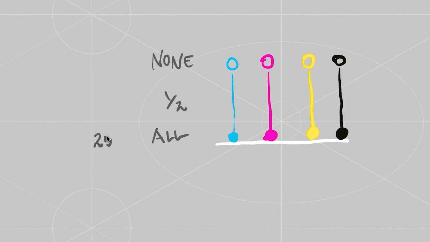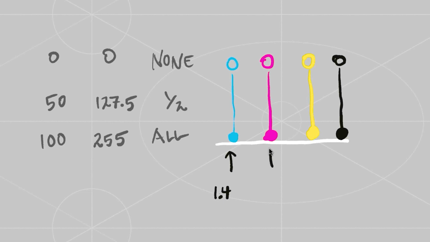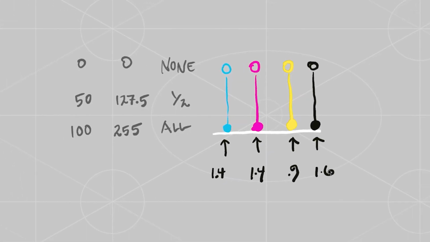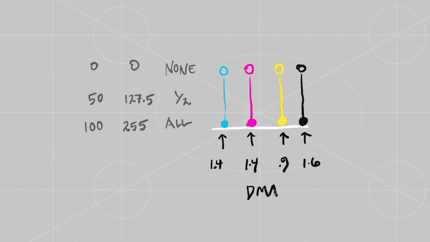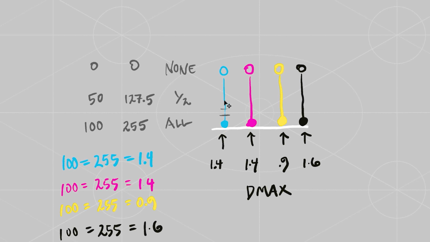Inside the printing press itself, the number scale is 0 to 255. So all of it is 255, half 127. They can also be normalized to 0, 100, and 50%. Then we look closely at the maximum amounts, and those are measured on a logarithmic scale of reflectance, and they are called Dmax. There you see a different set of numbers, like 1.4, 0.9, 1.6. Now we realize that 100% equals 255 equals 1.4 on the cyan, 0.9 on the yellow, 1.6 on the black.